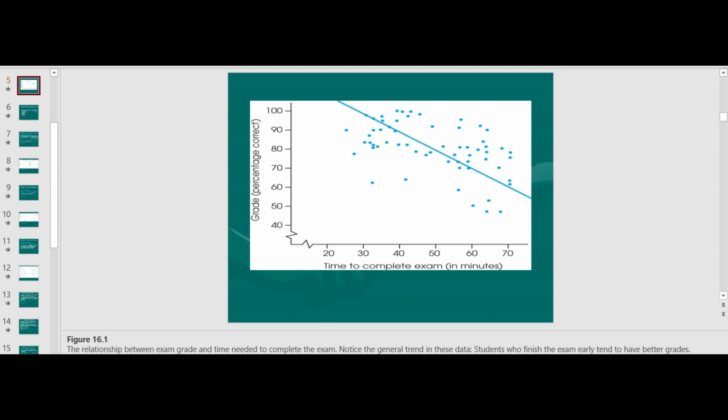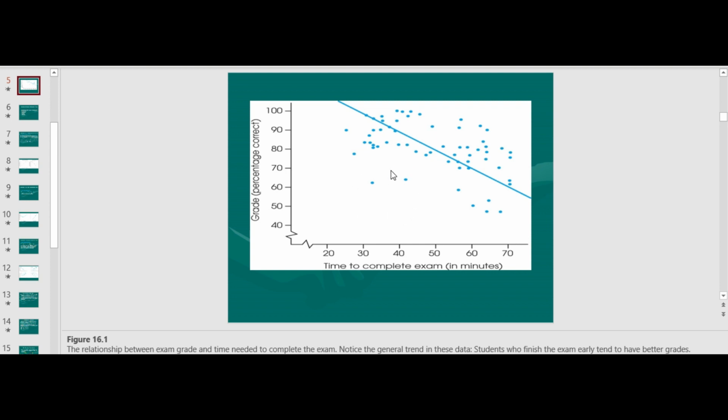Each individual is presented by a single point in the graph, so that the horizontal position corresponds to the individual's x value and the vertical position corresponds to the y value. The value of the scatter plot is that it allows us to see any pattern or trend that exists in the data set.